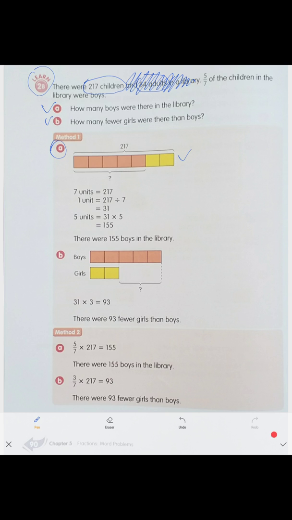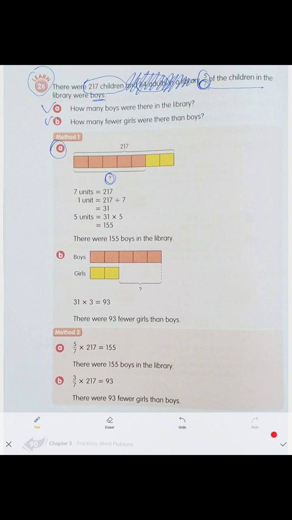We draw our unit bar, and we look at this: 5/7 of the children in the library were boys. Instantly we're thinking, how many parts are going to be? 7. 1, 2, 3, 4, 5, 6, 7. We divide it into 7 units. 5/7, so our 5 units here were boys. So we don't know how much.